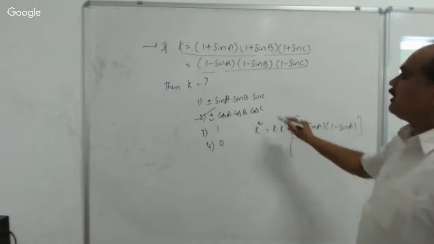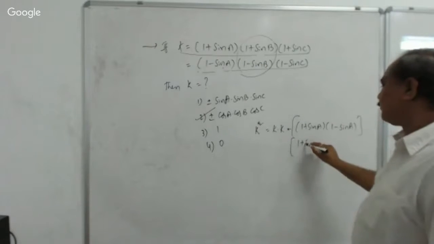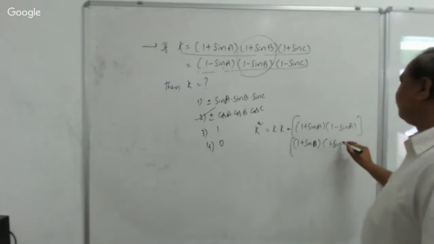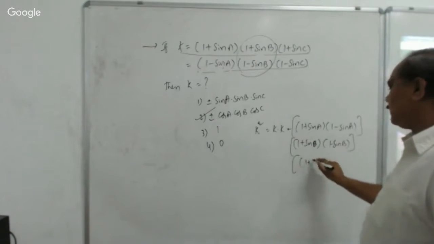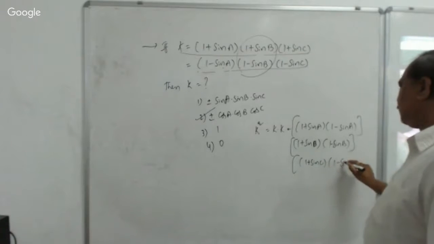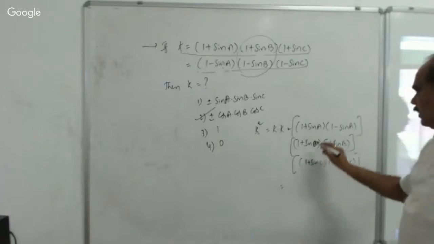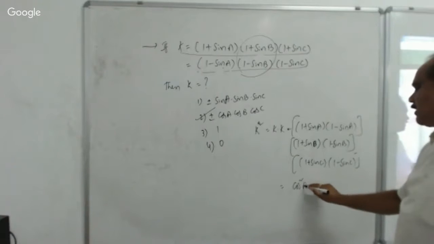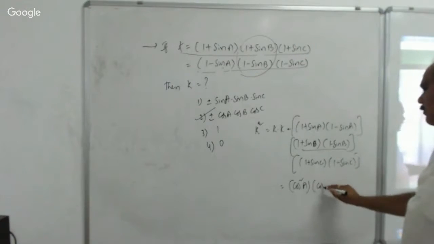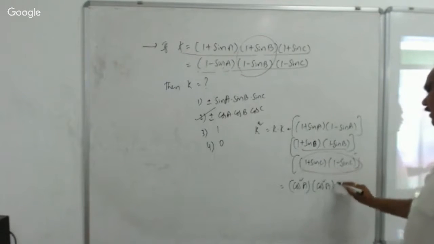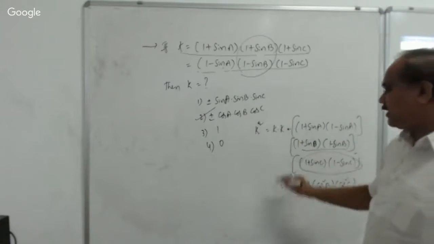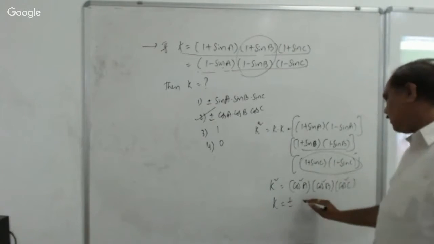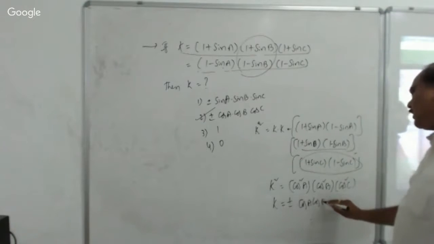Now make groups. This is one group, then this is another group. It will be a plus b into a minus b. 1 minus sin square A, from 1 minus sin square A is cos square A. It is cos square B, it is cos square C. Now it is the k square value. Now k equal to plus or minus root of this, that is plus or minus cos A cos B cos C.